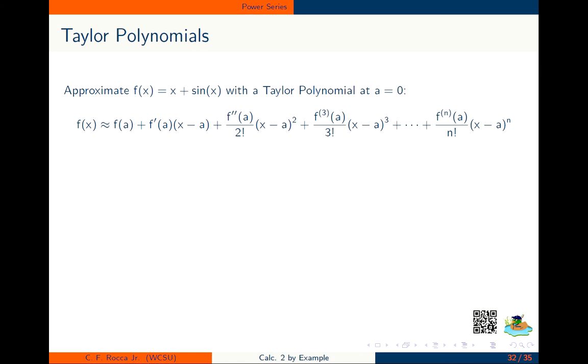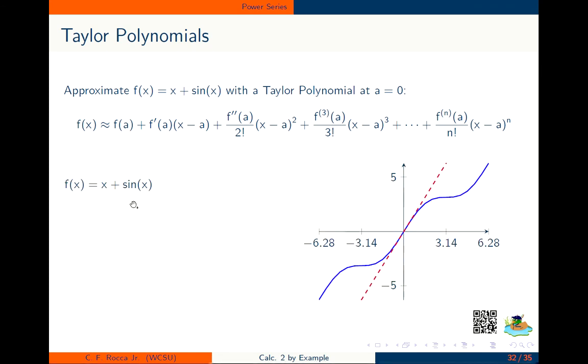Today we're just going to focus on using this formula to find the Taylor polynomials for our function x plus sine of x. So we want f of x equals x plus sine of x. Just to remind you from the last slide, here's a graph of the function, and there's our linear approximation. I left our linear approximation on there. I'm going to find the third degree Taylor polynomial.